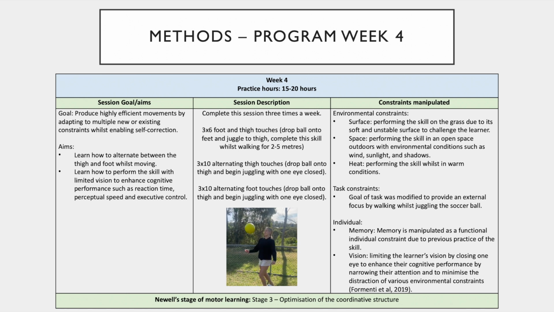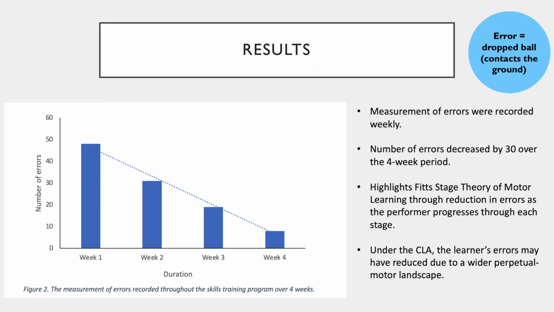In turn, this allowed the learner to provide fluid and effective movement patterns when performing the skill. The weekly results of errors are indicated on the graph, highlighting a dramatic decrease over the period of 4 weeks. The greatest improvements were identified between weeks 1 and 2, where the learner reduced their number of errors by 17 repetitions. This could be due to the learner entering stage 2 of the theory of motor learning.